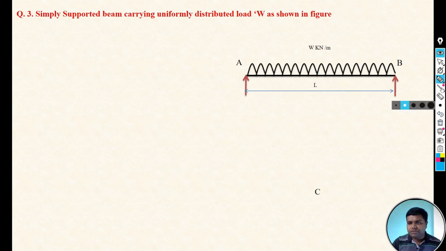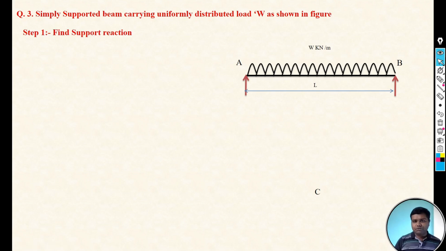So let's start with our numerical. As we know, for the calculation of shear force and bending moment, first we have to calculate the support reactions, and for that we have three equilibrium conditions: summation Fx, summation Fy, and summation M equals to 0. Out of that, first we apply summation MA equals to 0. What does summation MA equals to 0 mean? The algebraic sum of moments at a point is equal to 0.